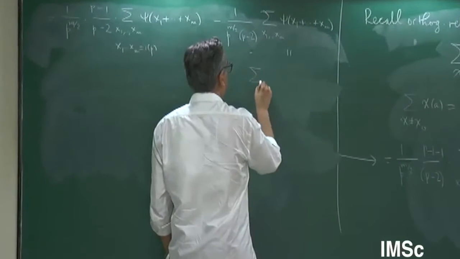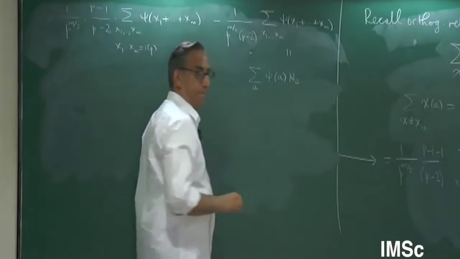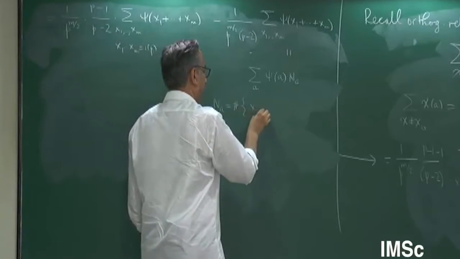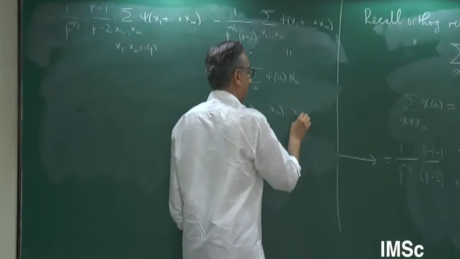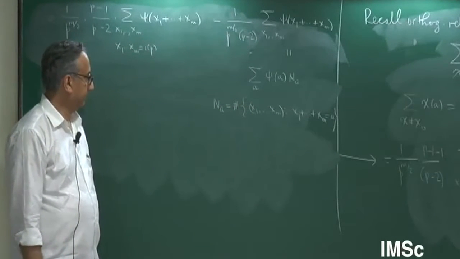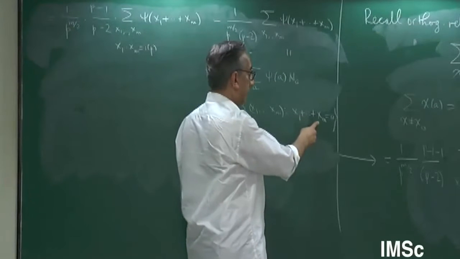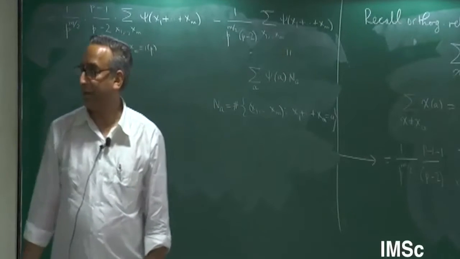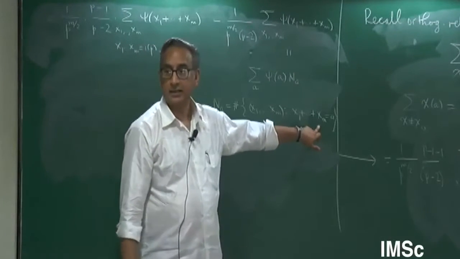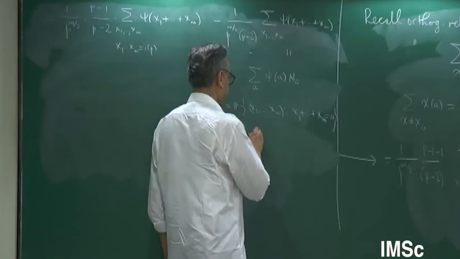Well, this can be written as the sum over A of psi of A times n sub A, where n sub A is the number of solutions of x1 to xm such that the sum is equal to A, mod p, of course. Well, I can pick x1 in p ways, x2 in p ways, etc. And then finally, xm is determined after I pick all the earlier ones. So once I've picked m minus 1 of them, x sub m is unique. Therefore, the number of solutions is equal to p to the power m minus 1.